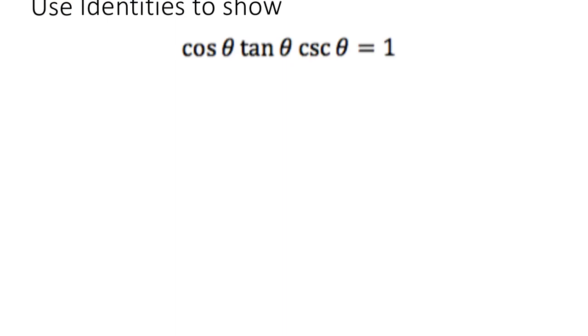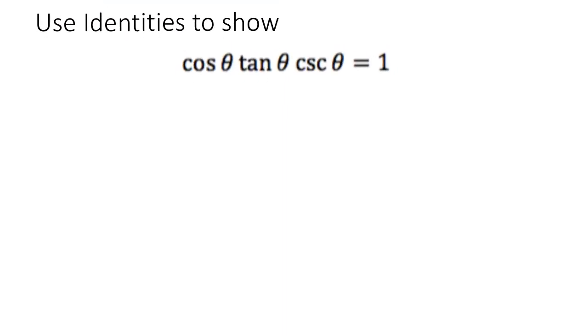Okay, for my next example, it says use identities to show that cosine of theta times tangent of theta times cosecant of theta is equal to 1. Whenever you're asked to show something using identities, you want to start with one side and use identities, substitutions, and operations to see if you can get it to be equivalent to the other side. So the first thing that I'm going to do is write down the left side of my equation.